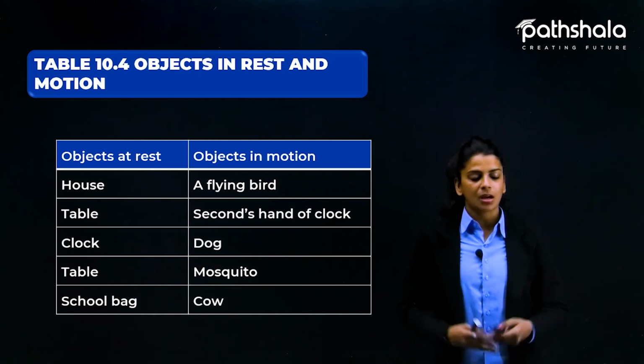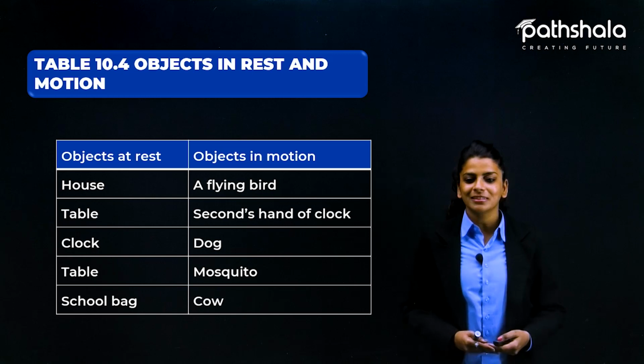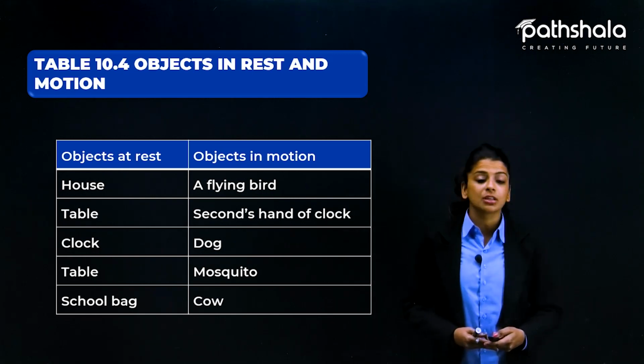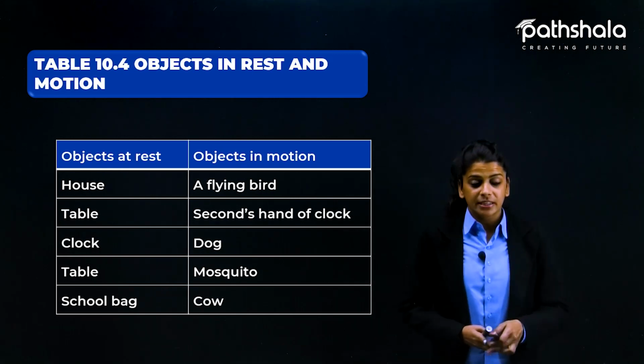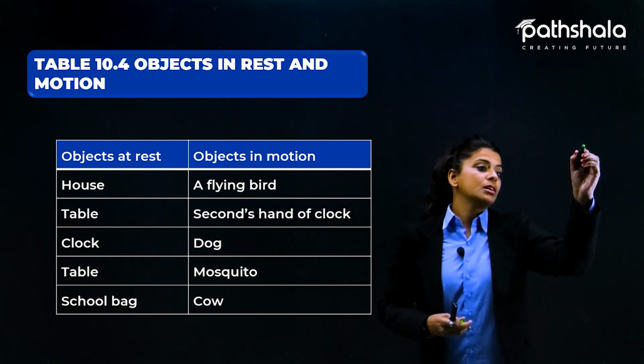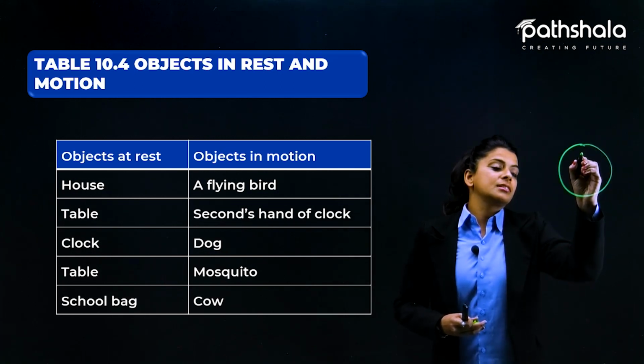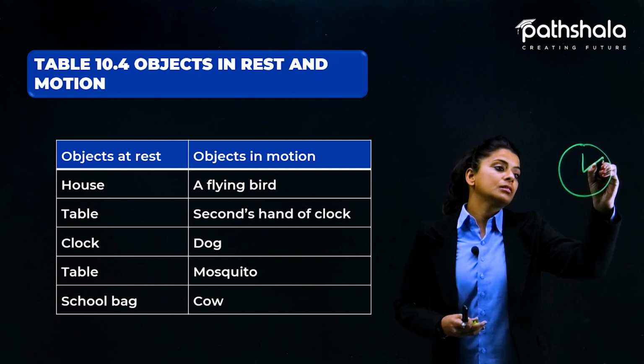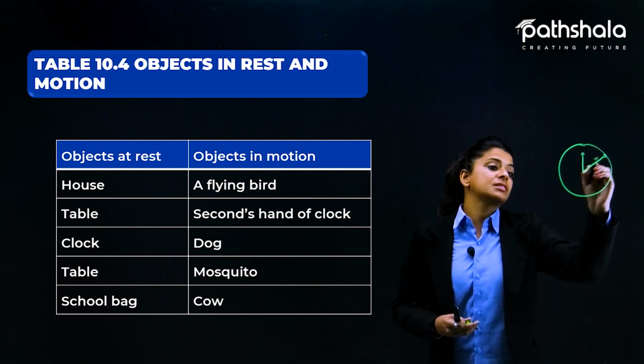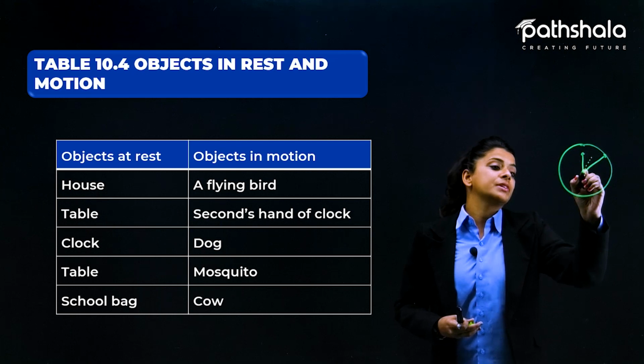A flying bird. A bird can fly. You can easily see it. And the second hand of the clock. अब आप ये देखिए, क्लॉक में जो हमारे सेकंड हैंड, this is our hour hand and this is the minutes hand and this one is the seconds hand.